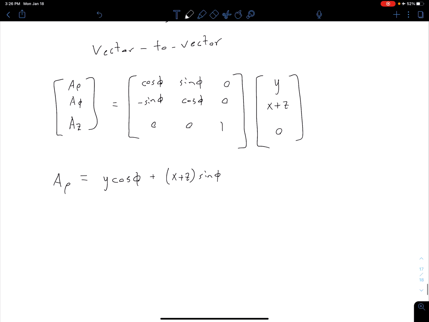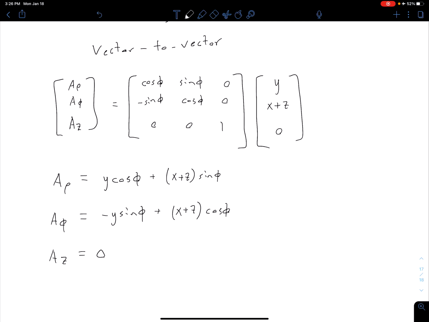Similar thing for our A phi, we multiply the second row by this column over here. What we get is that our A phi is equal to negative y sine of phi plus the quantity of x plus z times cosine of phi. And then finally, for our A sub z, we see that that's just going to be 0 still, as expected, because z is the same in Cartesian and cylindrical.